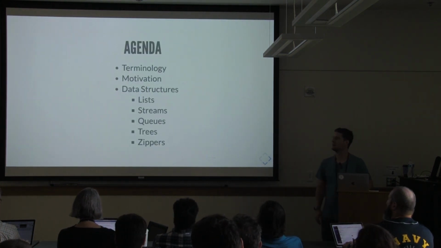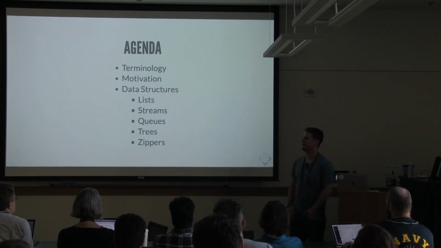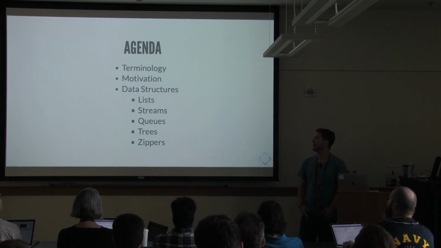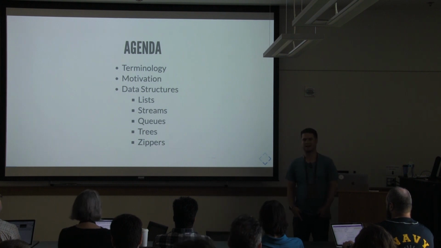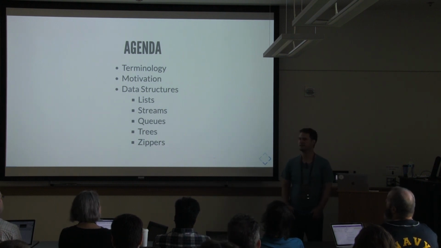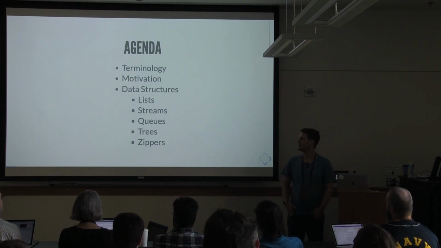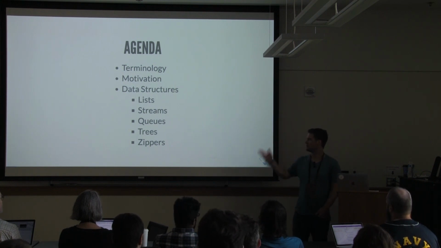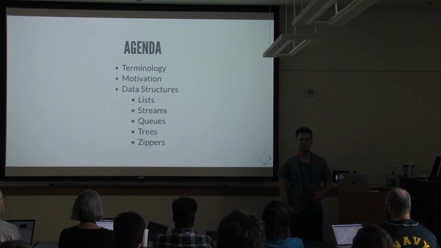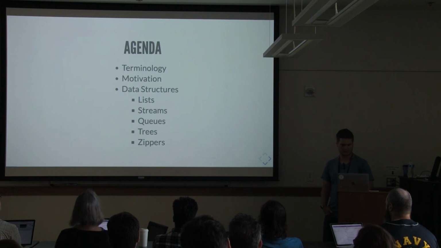Cool, so our agenda here: I'm going to outline some terminology just to make sure we all know what I'm talking about. Then we'll talk about why we care about these at all in the first place. And then I'm going to discuss a couple different structures in different categories like lists, streams, queues, trees, and zippers.